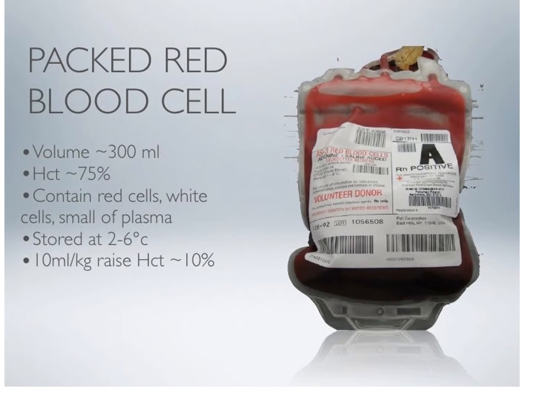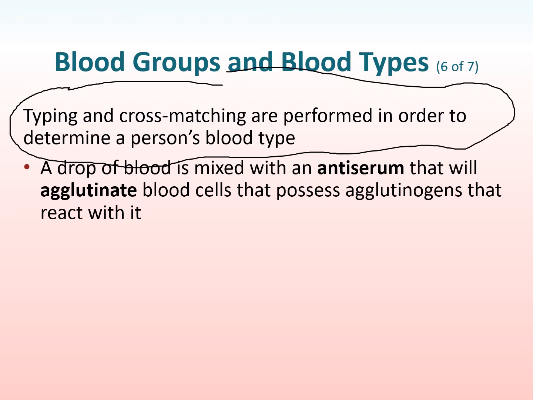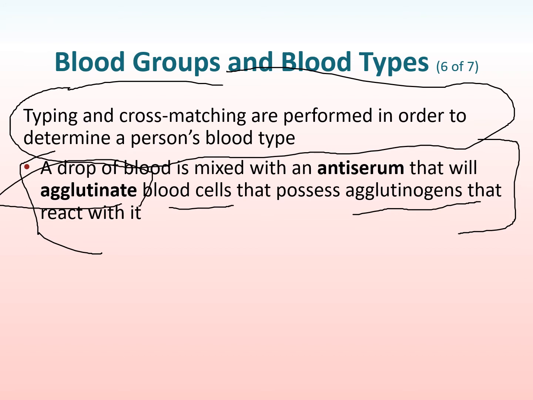Packed red blood cells is what you receive when you receive a blood transfusion. You do not get the plasma usually. In the hospital, they say type and cross-match 1 unit of blood, type and cross-match 2 units of blood. Type and cross-matching, these are performed in order to determine the blood type. A drop of blood is mixed with the anti-serum that will agglutinate blood cells that possess the agglutinogens that react with it. In other words, they will clump up the blood cell that possesses the antigens.